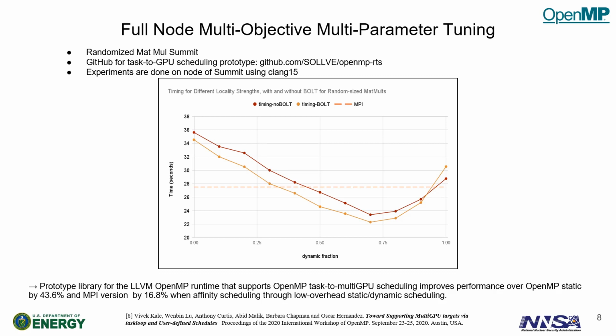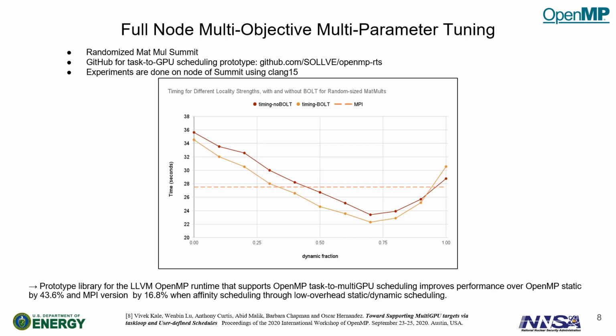Additionally, I'm trying to use an OpenMP task to GPU scheduling strategy which must inherit many of the aspects of CPU GPU tuning mentioned in the previous slide. So in doing this, let's look at this plot which shows the tuning of a dynamic fraction of the scheduling strategy, or the inverse of the static fraction.